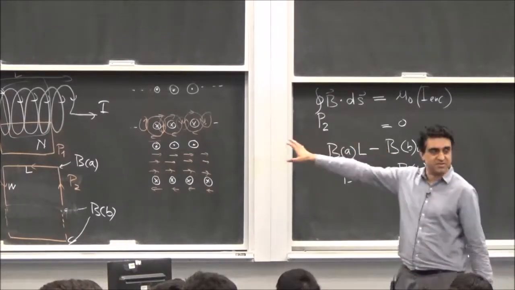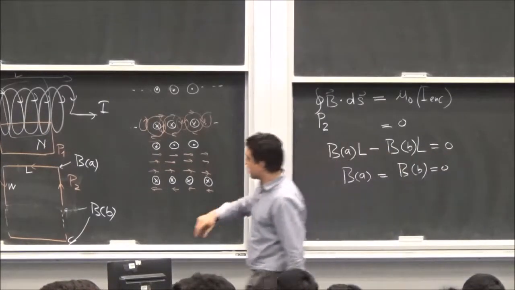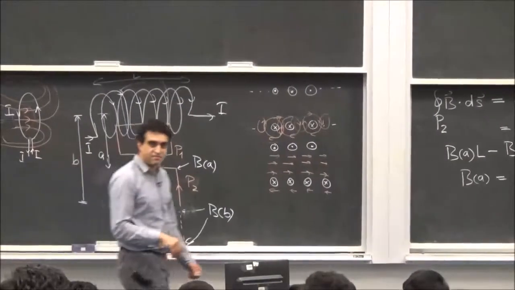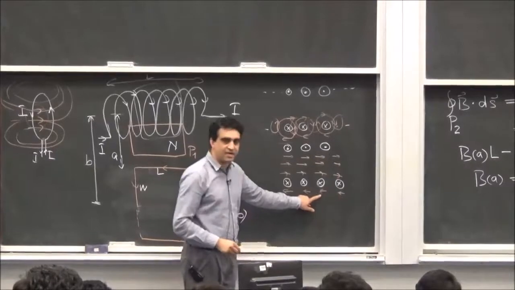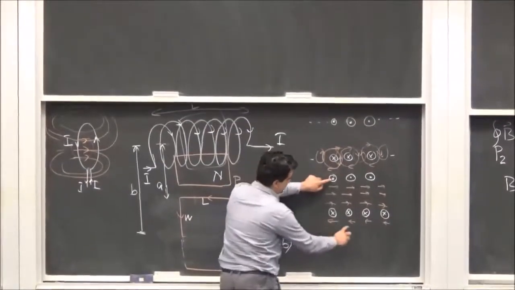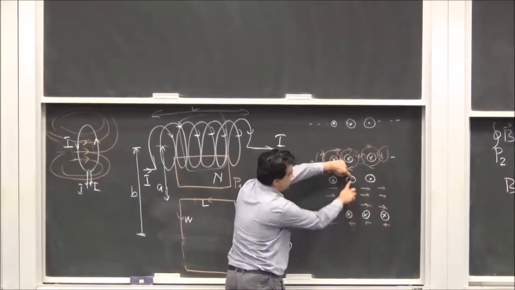We haven't found that yet. Okay, it doesn't make sense. So let's try to make sense of it. You have a magnetic field here, which is in this direction. This makes sense. What would be the magnetic field at, let's say, this point due to that current?